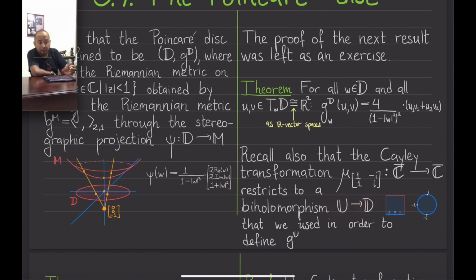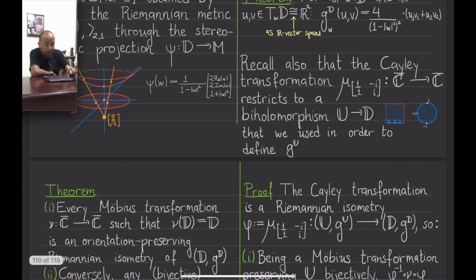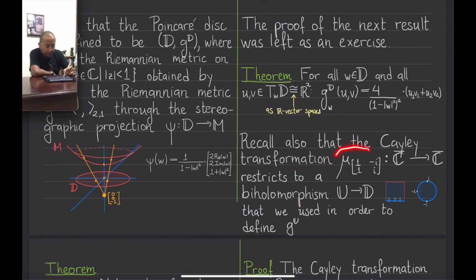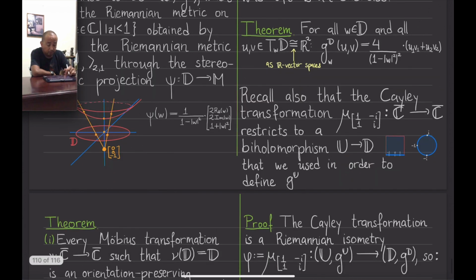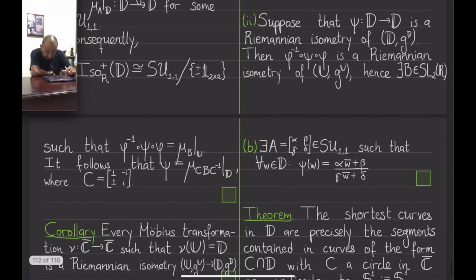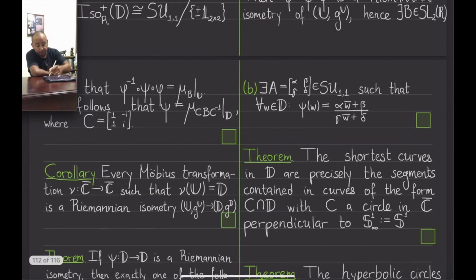I mean, if we use any Mobius transformation sending U to D bijectively to pull the Riemannian metric on D to define a Riemannian metric on U, how do we know that we obtained the same Riemannian metric on U? In other words, the Cayley transformation doesn't have to be a special one, right? So if it's not really special, then do we obtain the same Riemannian metric on U if we use another Mobius transformation? And the answer is we obtain the same, and it's the content of this corollary.